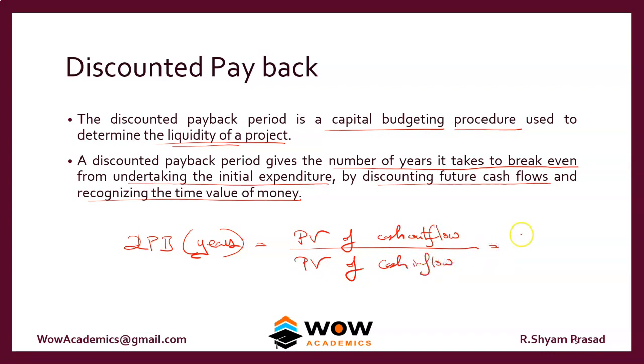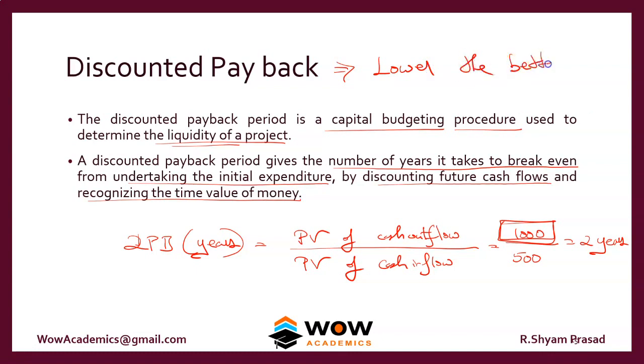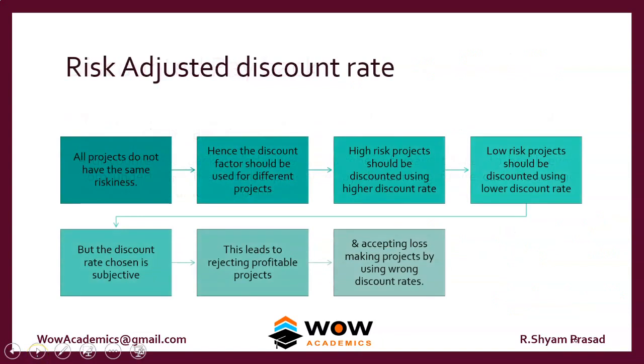So if you take, like, 1000 as the present value of cash outflow and 500 as the present value of cash inflow, then in 2 years' time you will recover the investment. So that's about it. So here discounted payback should be lower. The lower the better. For example, if the cash outflow is going to be 1000 and we are going to earn 100 rupees per year, then the payback will be like 10 years. So which is better? Lower the better. So that's how you have to select the discounted payback. So we'll move on to the next one.